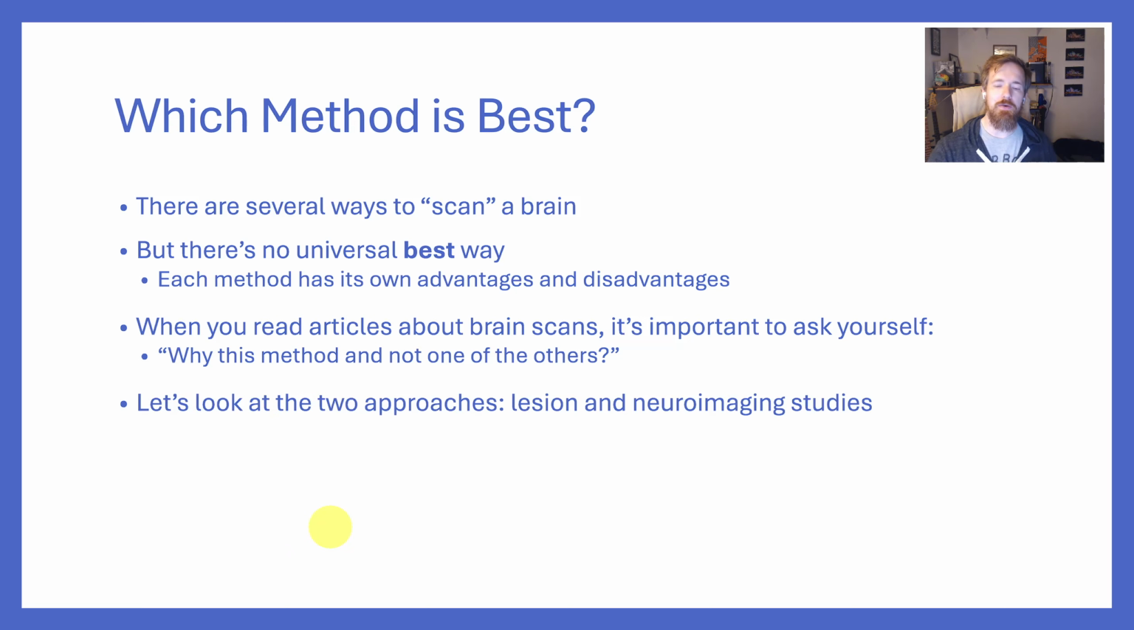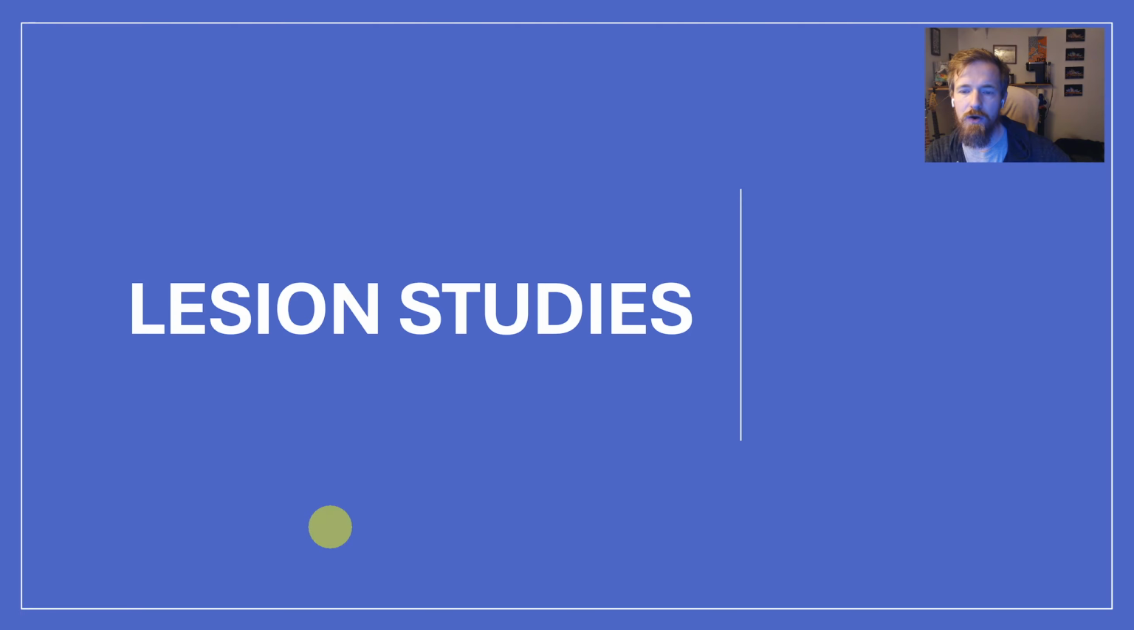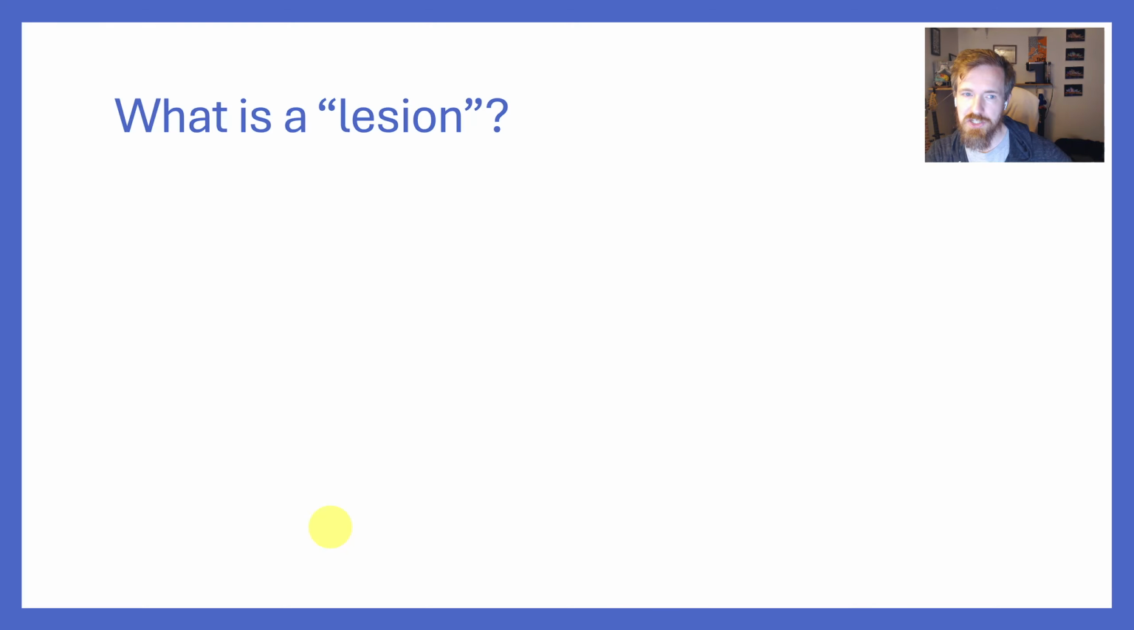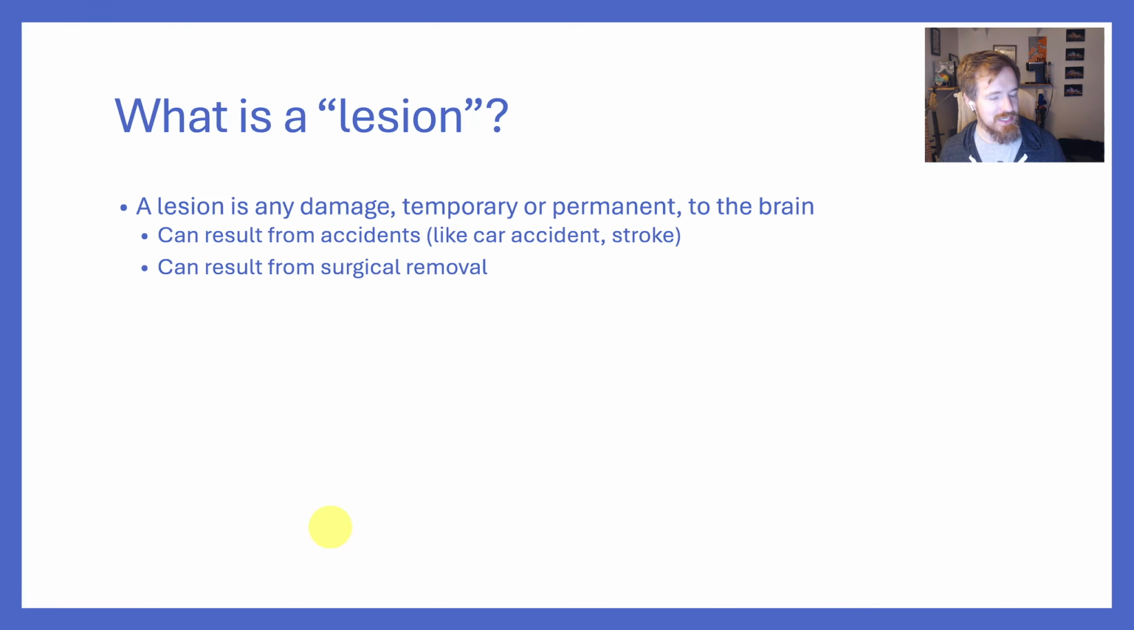All right, anyways, let's look at two different kinds of approaches for neuroscience methods. Let's look at lesions and neuroimaging studies. First, we'll tackle lesion studies. A lesion is any time we talk about brain damage. This damage can be temporary, it can be permanent, but it is some kind of damage that has happened to the brain, and this is part of the reason why all of the old school things that we know about the brain and how it works are from lesion studies.